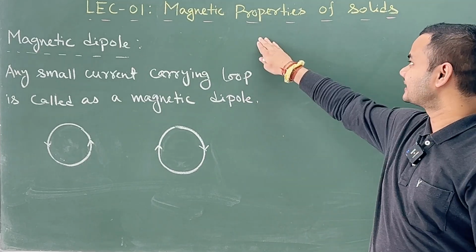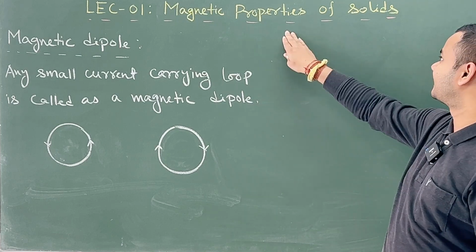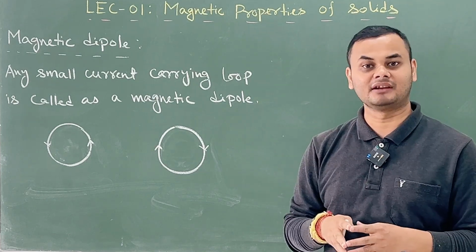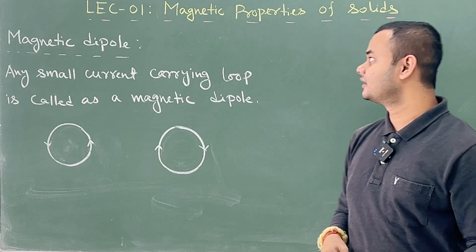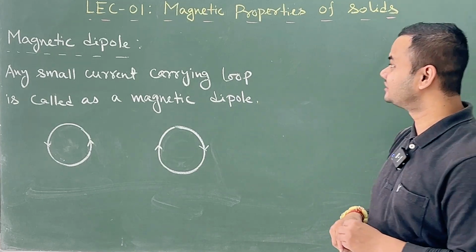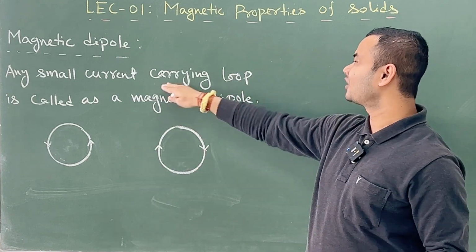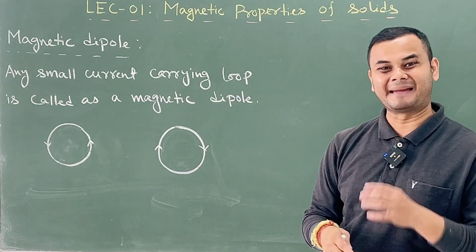This is lecture number 1 on magnetic properties of solids. Today I am going to teach you some important concepts related to magnetostatics. The first concept that I am going to teach you is what is a magnetic dipole. Students, any small current carrying loop is known as the magnetic dipole.